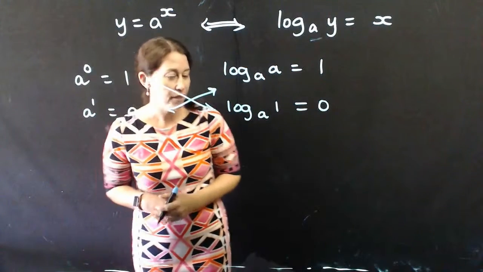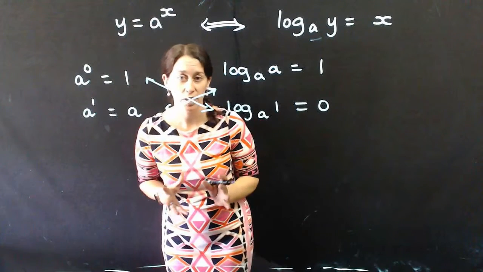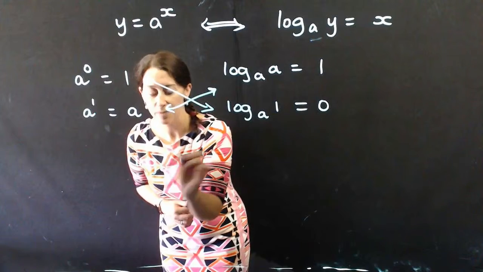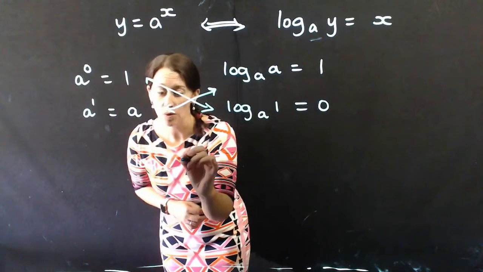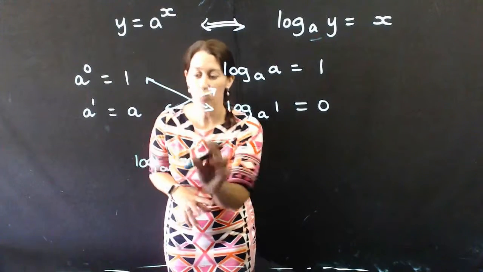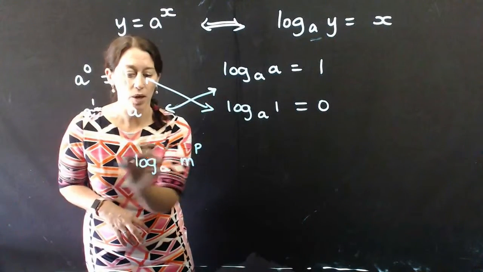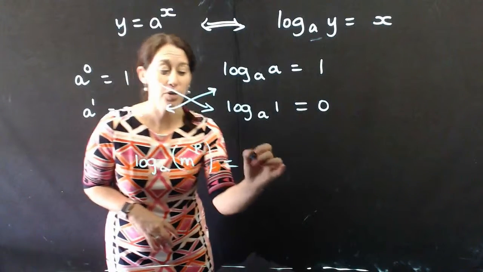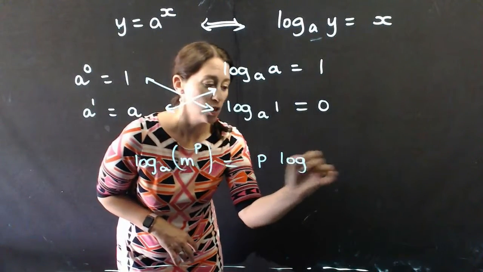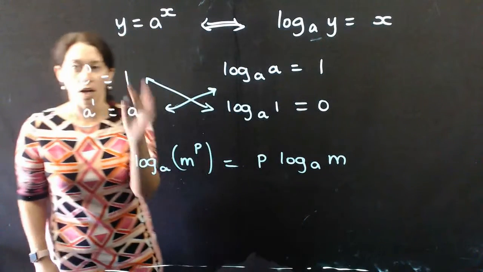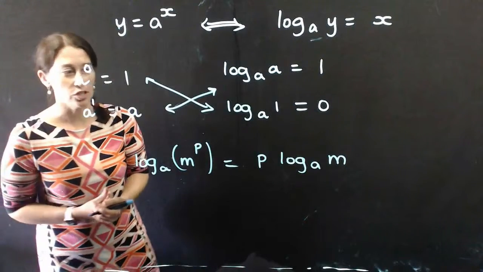And there's another log fact that you will find useful when solving equations, and that is if you've got log to a base of a number that is already to a power, let's say m to the power p, we can write this with the power down the front. This power here can be written down the front, and that is actually equivalent to that. And this is a really useful skill in order to help us to solve some equations.